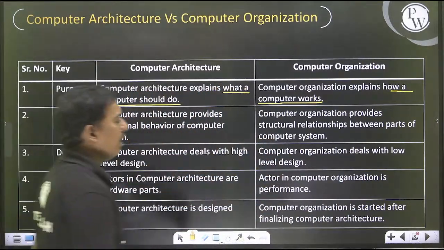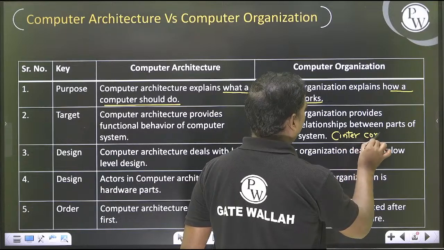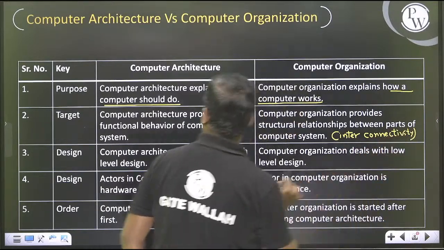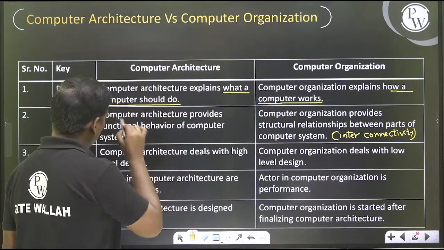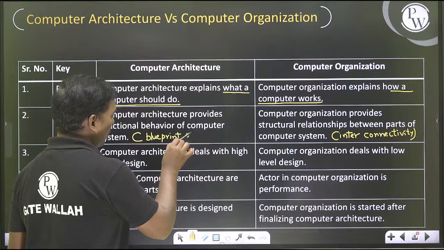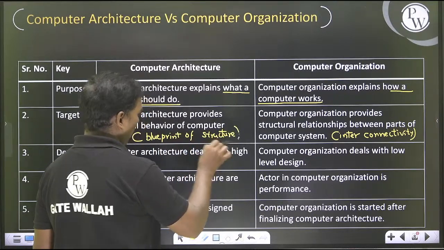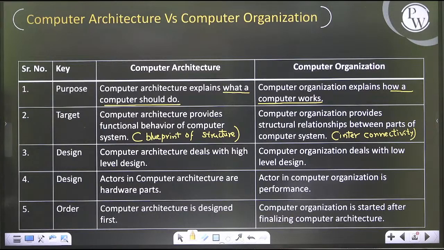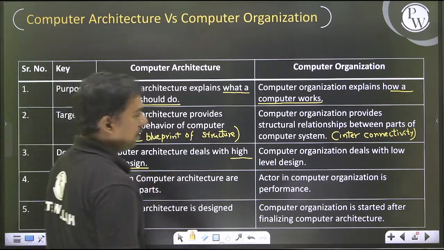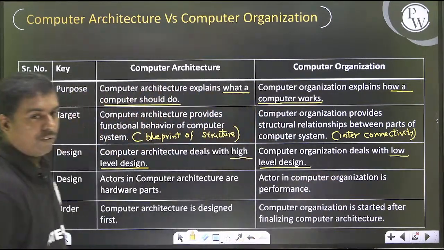It's all about the interconnectivity here. And here क्या है ना? Here the blueprint of the structure. Next, computer architecture deals with high level design. And computer organization deals with low level design.